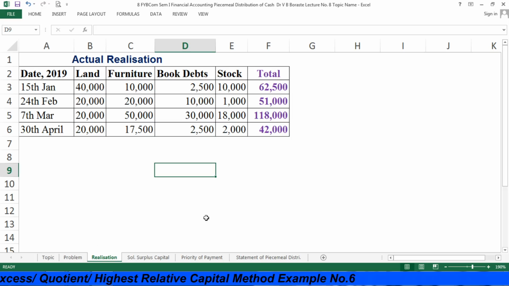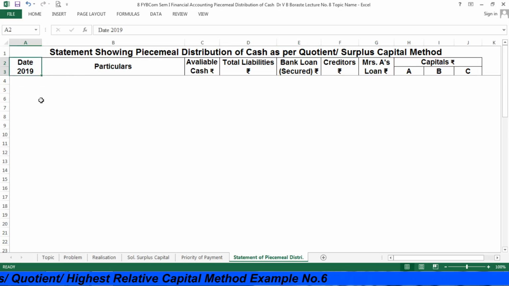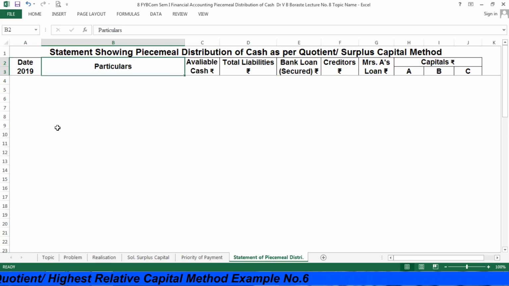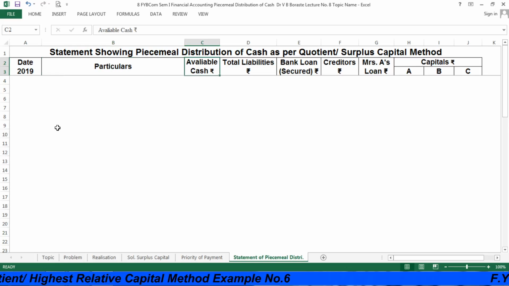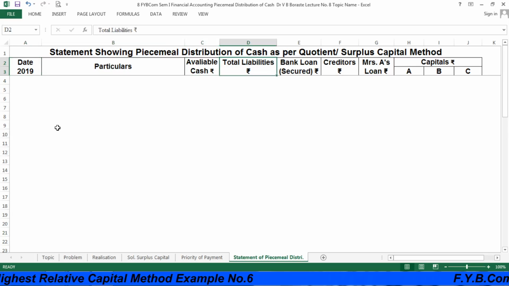Okay, now we have to prepare a statement showing piecemeal distribution of cash. For piecemeal distribution of cash, first of all we have to consider the columns. First one is debt, which is fixed. Second one is particulars. The columns are fixed in each and every example. Then available cash, it is also fixed. Then total liability is also a fixed column. So the first four columns are fixed: debt, then particulars, then available cash, and total liabilities.